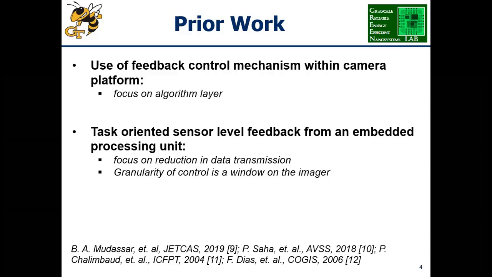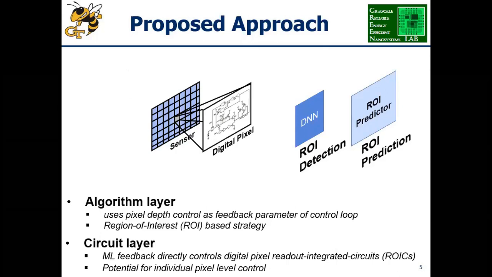So our focus in this work is to use cross-layer feedback from algorithm layer to control digital pixel circuit parameter, namely pixel depth in this case, to reduce active energy consumption. We propose a digital pixel capable of achieving multiple pixel depths under cross-layer digital feedback, and we do have potential for per pixel control.